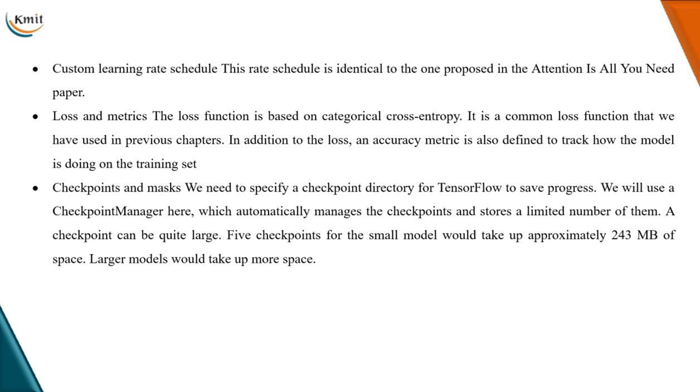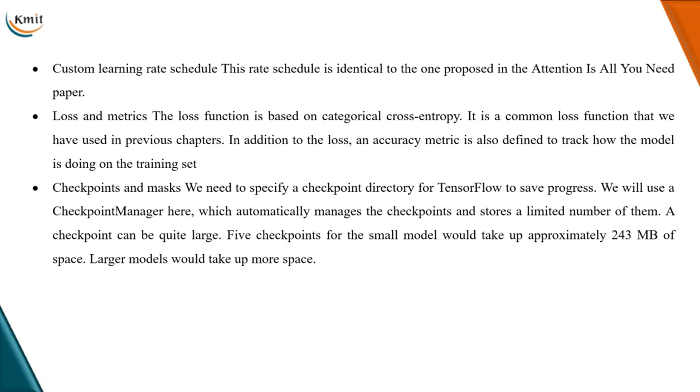We also need a loss to optimize, for which we go for loss and metrics. The loss function is based on categorical cross entropy. It is a common loss function that we have discussed in so many other examples in the previous chapters as well. In addition to the loss, an accuracy metric can also be used to track how the model is working on the training dataset. Once you're done with custom rate scheduling and computing the loss and metrics, we can also go for checkpoints and masks.